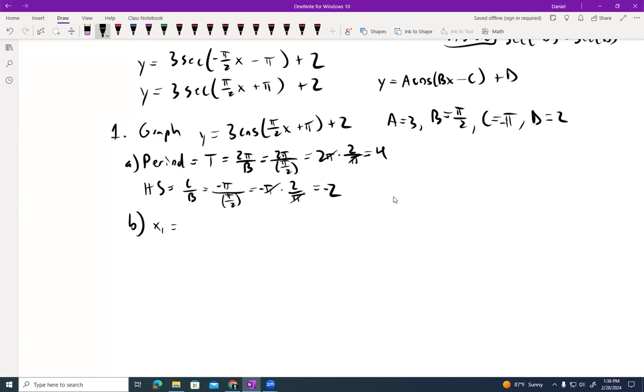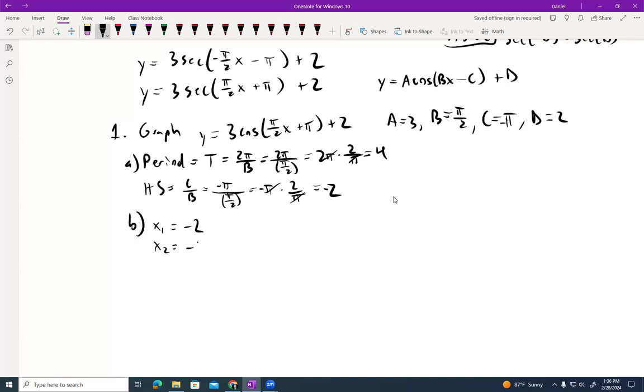So then that's why we have c as negative pi. Now, back on to part B over here. Our first key point was always at the horizontal shift, whatever it is. Our x2 will just be x1 plus a quarter of the period. So again, we're just adding a quarter of 4, so we're adding 1 each time.